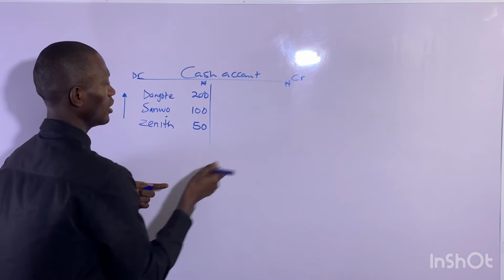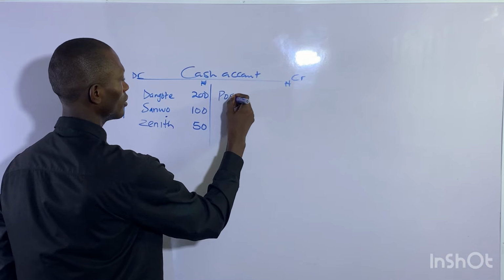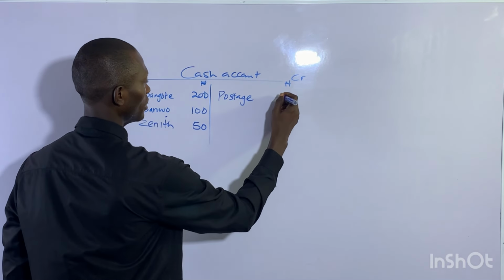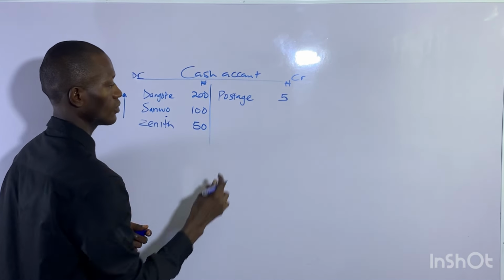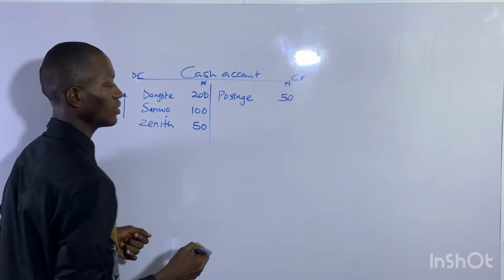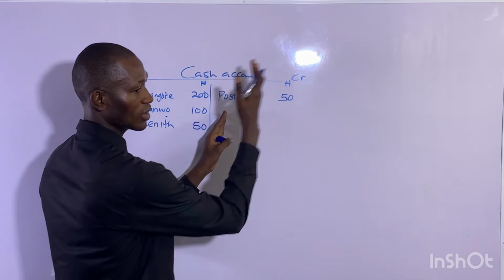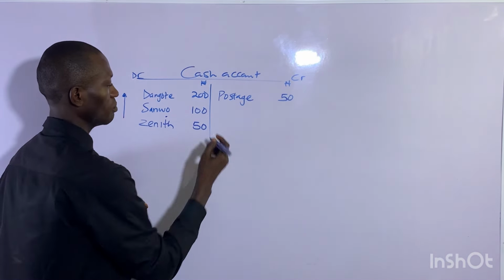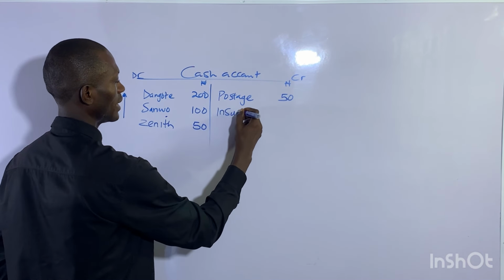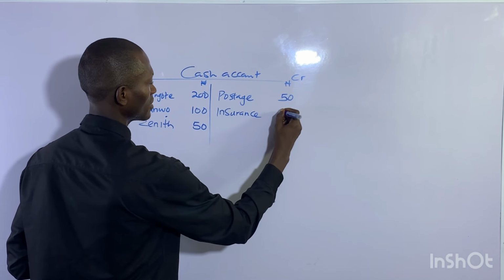Let's say we paid for postage. Let's say we paid postage 5 naira. Okay, let's say 15 naira. We paid for postage by cash. So cash is paying now, we credit it. Let's say we paid for insurance by cash. Let's say that's 15 naira.